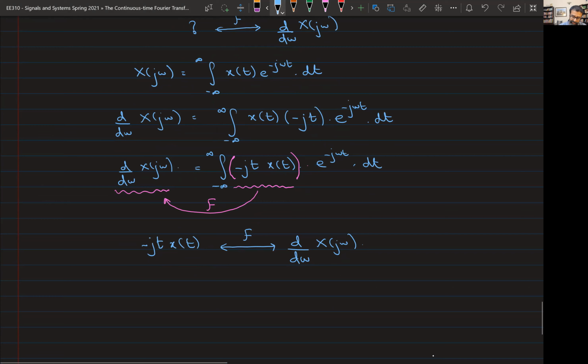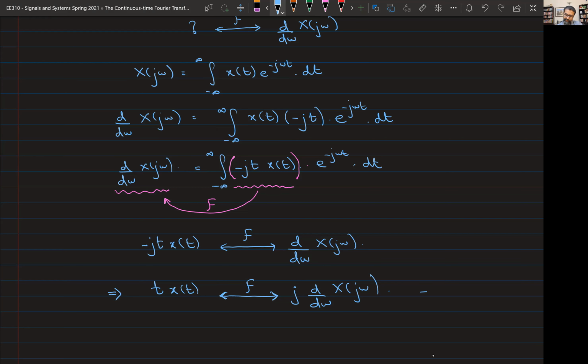And I claim here this implies that t times x of t, the Fourier transform for that is j times d by d omega X of j omega. So how did I come up with this second expression? Like in 1 upon j, Abdullah, why 1 upon j? What property have I used? If you multiply the numerator and denominator by j, in the denominator we get minus 1 and in the numerator we get j, which is equal to minus j. Exactly. So I've used linearity, right? If I multiply anything in the time domain with a constant, the frequency domain is multiplied by the same constant. So I've used linearity here.